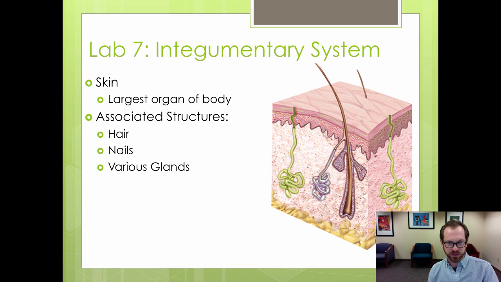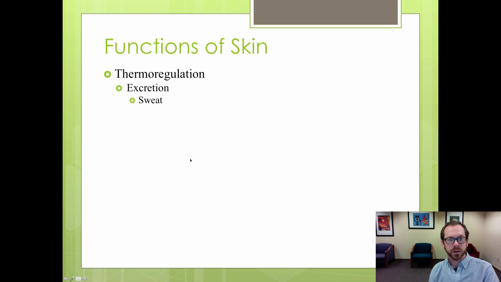This is the AV lecture for Lab 7. In this lecture, we're going to be talking about the integumentary system. The integumentary system is mostly our skin, which is the largest organ of the human body. And within our skin, we're going to have some associated structures that are within this integumentary system. Those include things like the hair, nails, and a bunch of different glands that we'll discuss in this lecture.